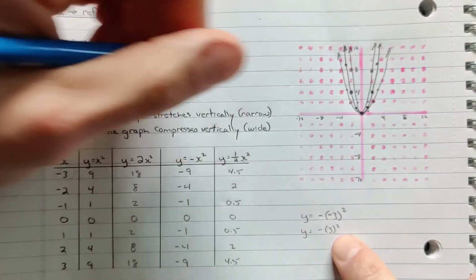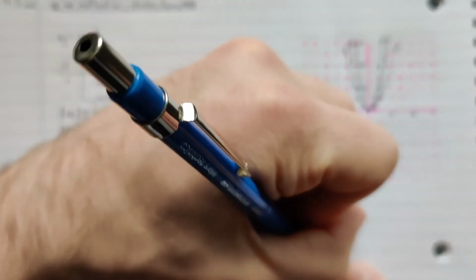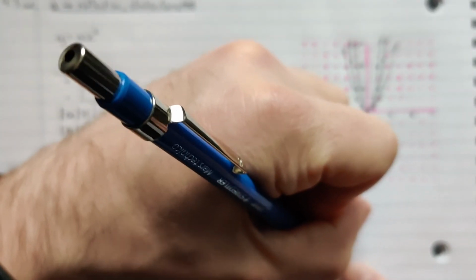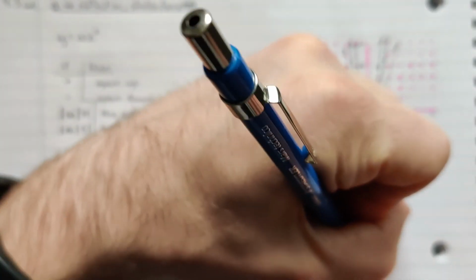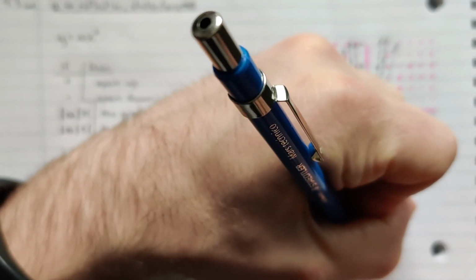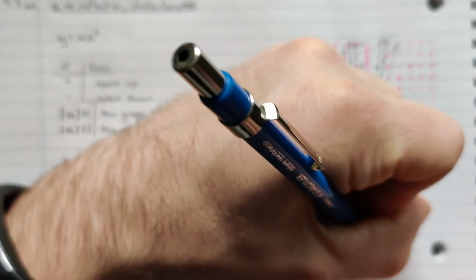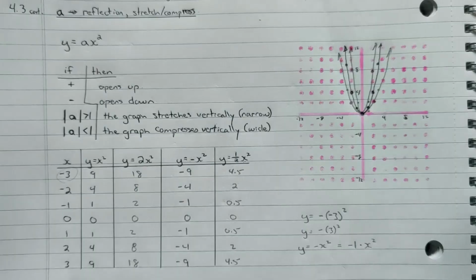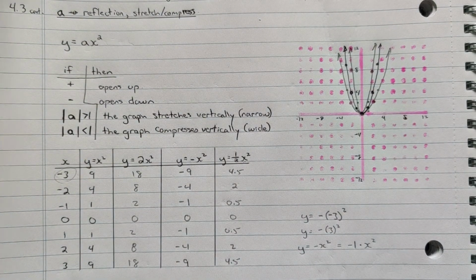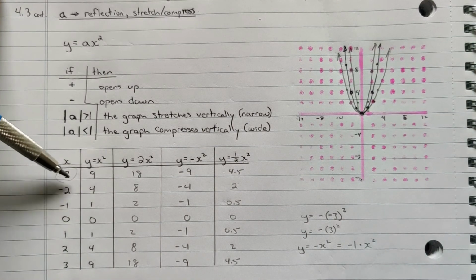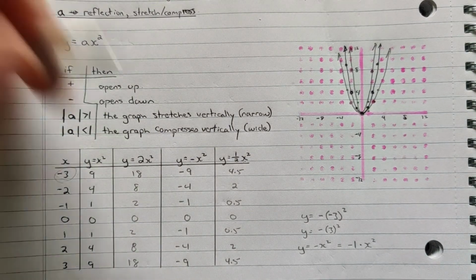It's the same as, so this here, y equals -x squared, is the same as -1 times x squared. Okay, so you've got to treat it separately. This x squared is separate from the negative sign when it's written like this.